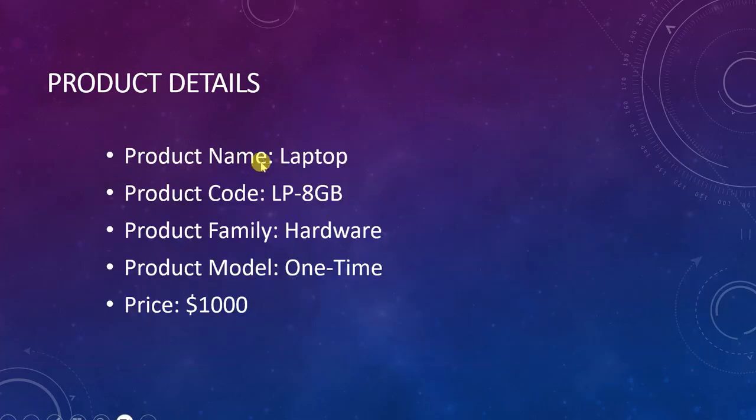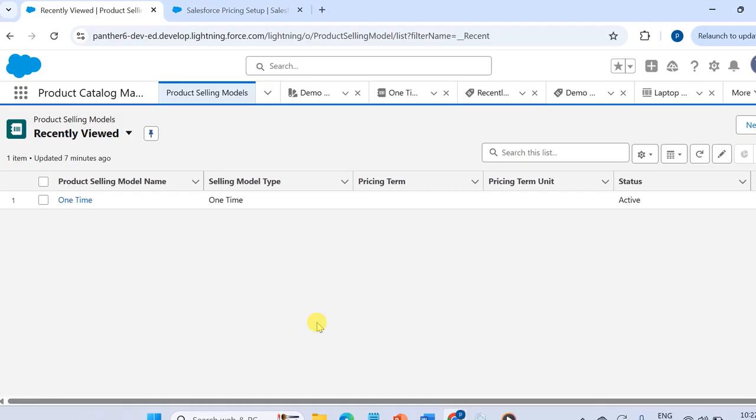Product name: laptop. Product code: LPGB. Product family: hardware. Product model: one time, and price $1,000. Let's jump into the system.